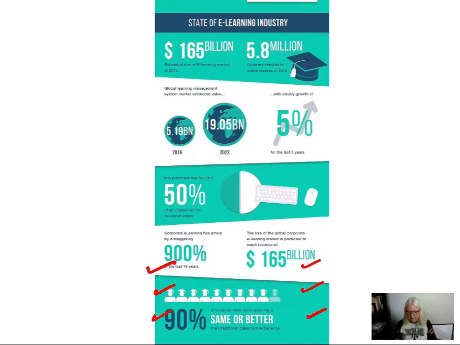This just goes into some of the trends. It talks about $165 billion, that's the size of the e-learning market, and 5.8 million students in online classes. It's predicted by 2019, 50% will be online. I think that's very true, as you can see. And I think this one's interesting: 90% of students think online learning is the same or better than traditional classroom. Okay, what do you think? It's interesting.